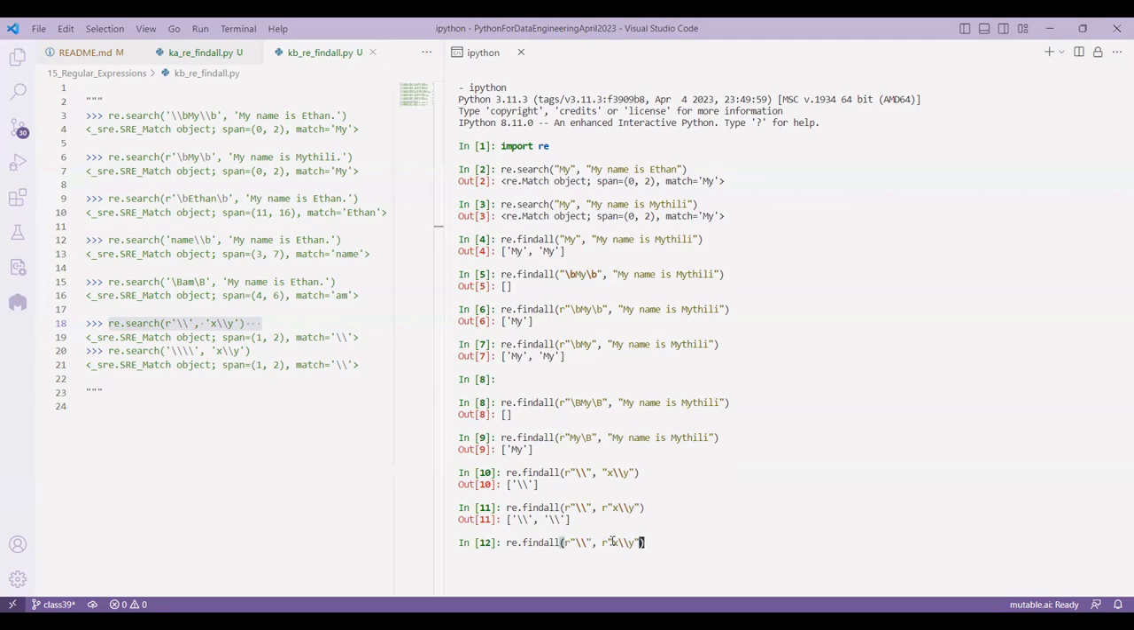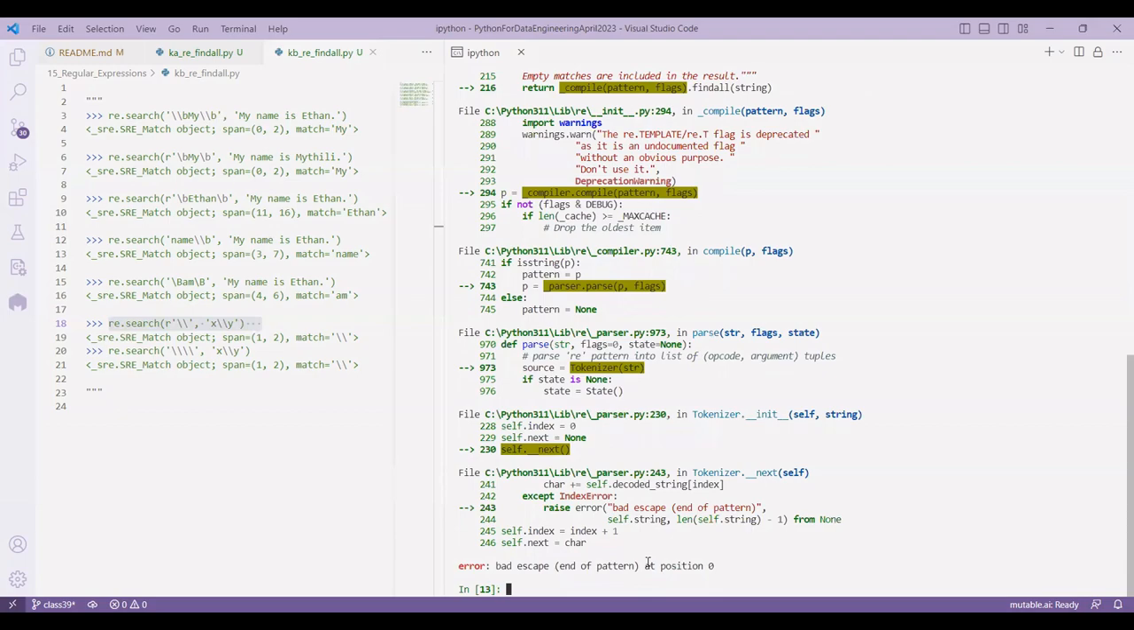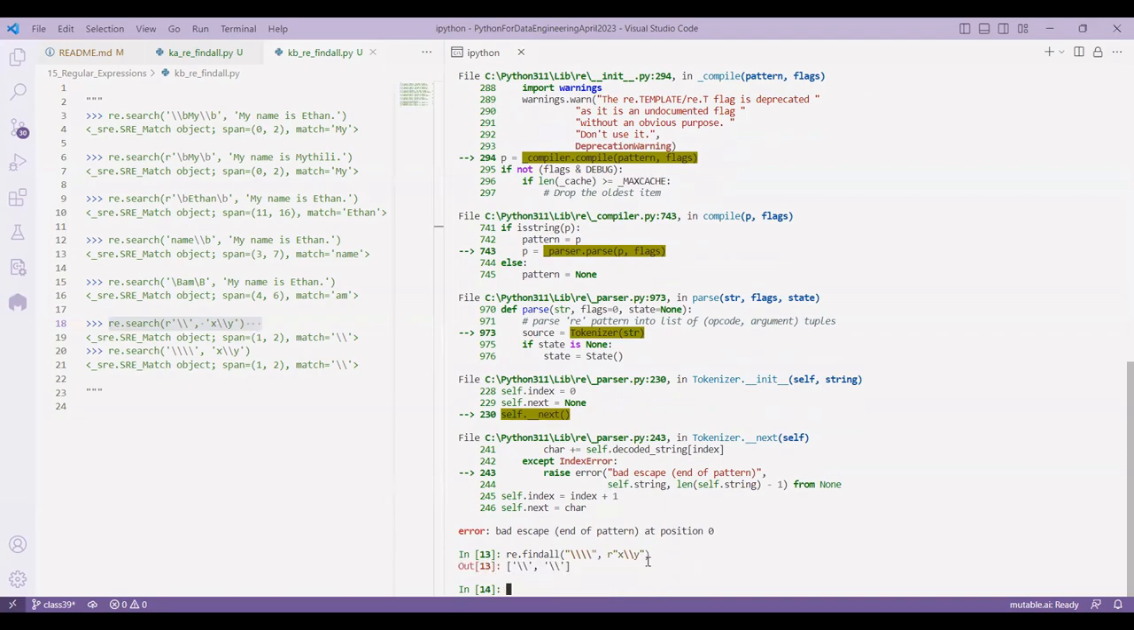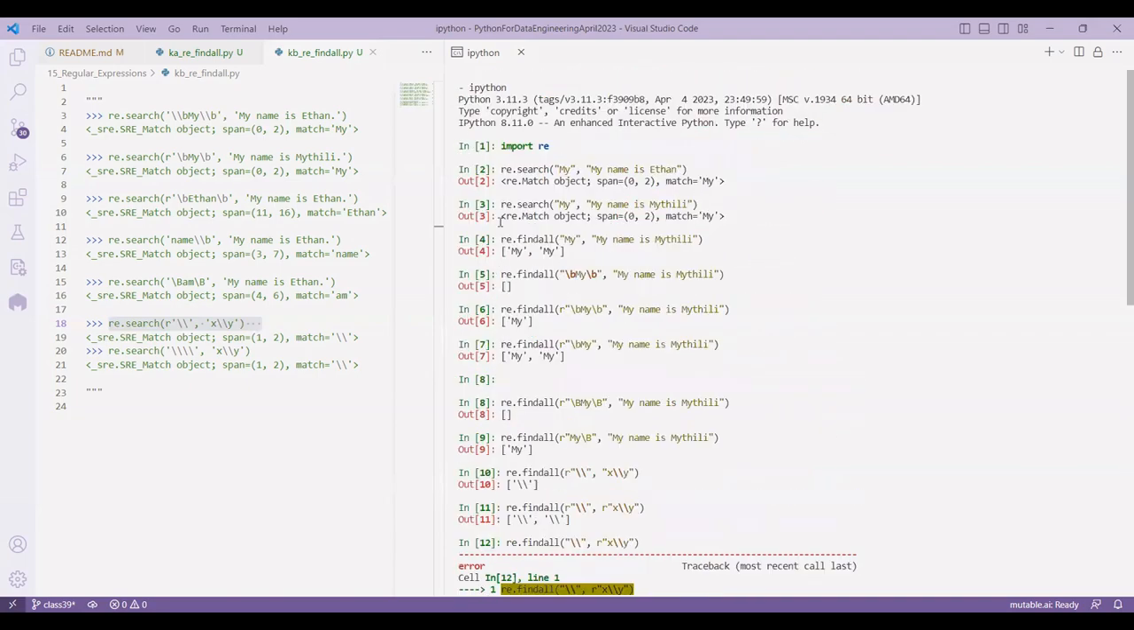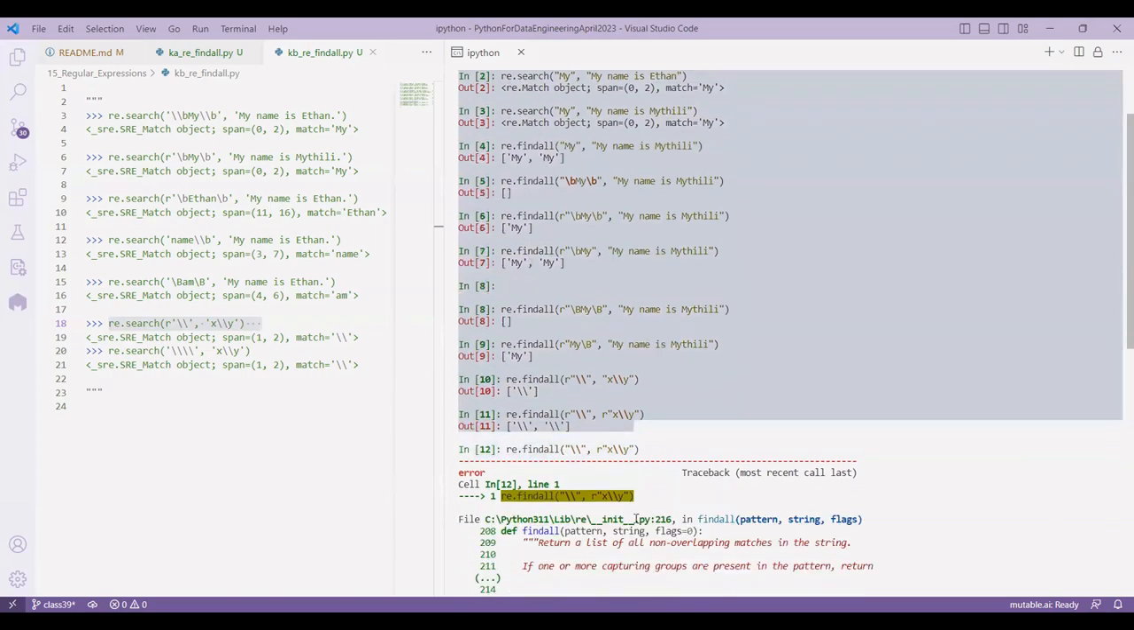The same findall, instead of writing an r, if I do it like this with two slashes, it threw an error, right? That's what we should be aware of. If you give two slashes, it tries to find a slash, which is difficult. If I give four slashes, it works, but two slashes doesn't work. Hope it's clear till now, whatever we have discussed.